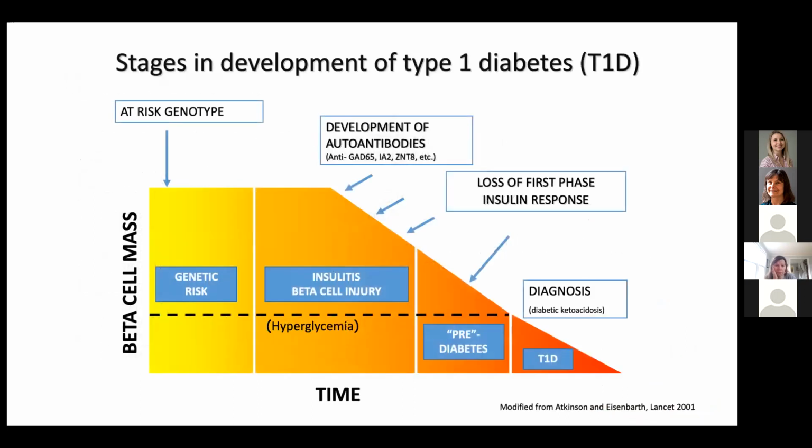If we take a step back and look at the progression of type 1 diabetes, here I'm plotting time, and on the y-axis it's the beta cell mass. In genetically at-risk individuals, environmental triggers and autoimmune reactions are initiated. The biomarkers and hallmark we use to identify the initiation of islet autoimmunity are several autoantibodies against islet cells.